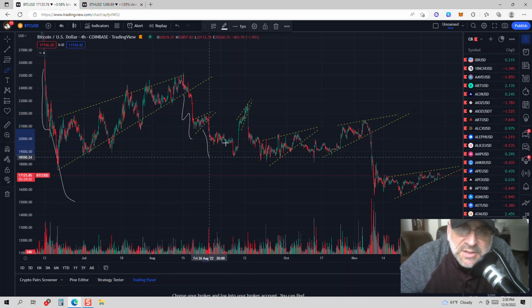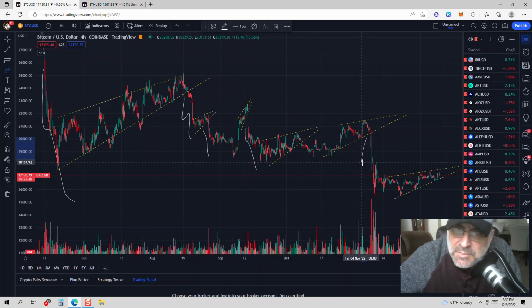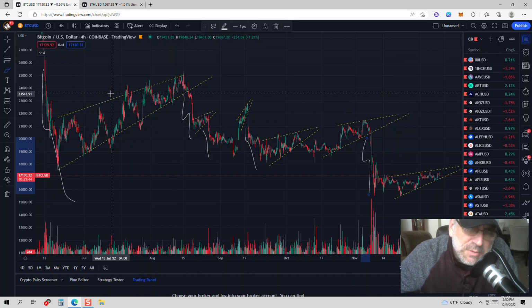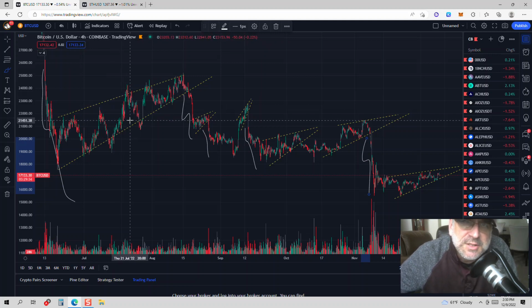So look at all these distribution points, these markdowns that come from rising wedge to rising wedge. What are rising wedges? Rising wedges are essentially just crooked tops. That's the easiest way to explain it. Let's just keep it simple. Rising wedges are essentially crooked tops.